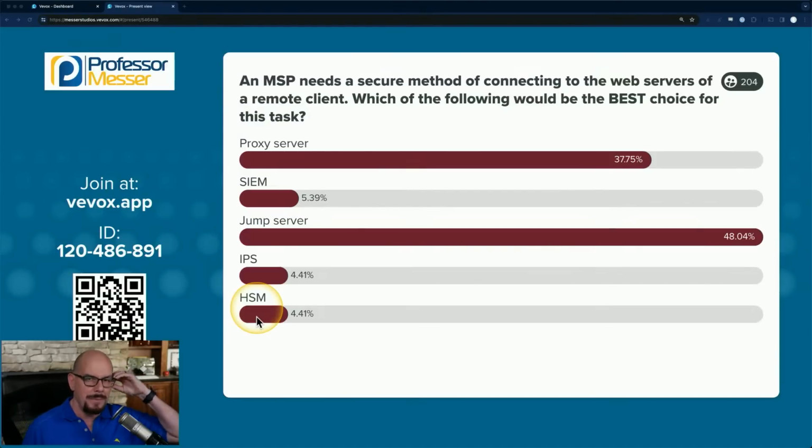So if you're in a very big network, you've got a big data center with lots of different servers, you've probably got an HSM that helps you maintain and manage all of those different systems that you might be working with. So that is the answer we were looking for. Jump server, 48% of you, about half of you got that one absolutely right. That is what we would use to be able to access those. That is the right answer, and that is what we would use to be able to understand what the best choice might be if you happen to be a managed service provider.